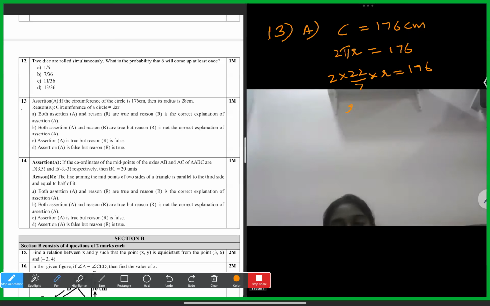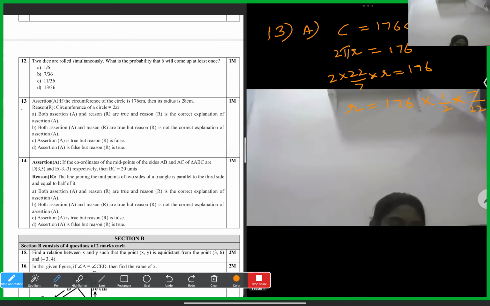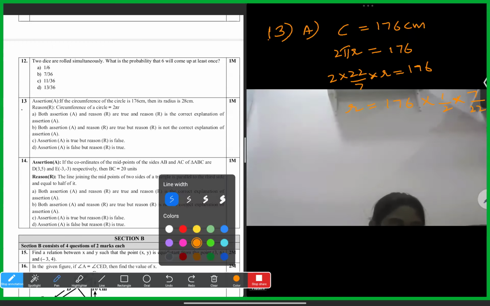So now, since we want the radius, these two will go to that side. 176 into 2 will become 1 by 2, and 22 by 7 will become 7 by 22. Any doubt? No, sir. Okay. Now we'll cut it.